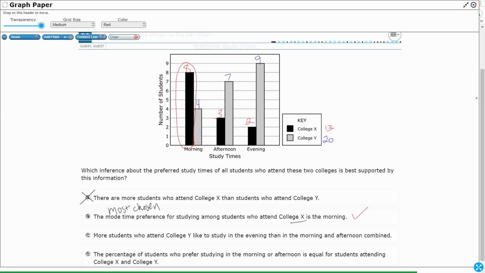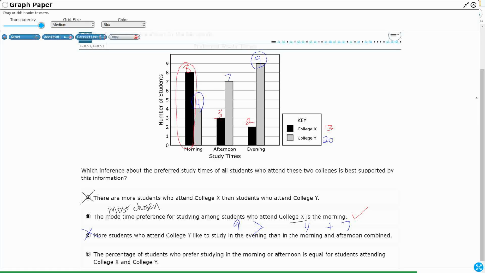More students who attend college Y like to study in the evening than in the morning and afternoon combined. Well, that's going to be very easy to figure out. College Y, I like to study in the evening. Okay, so your evening is 9. Is that greater than morning and afternoon combined? So your morning is 4, and your afternoon is 7, combined that's 11. 9 is greater than 11? That's not going to work.